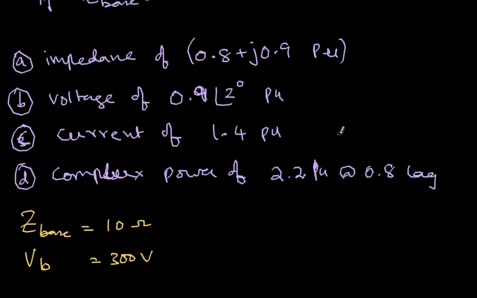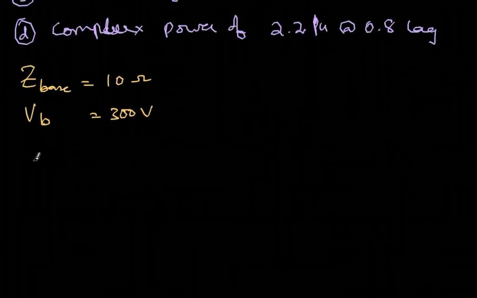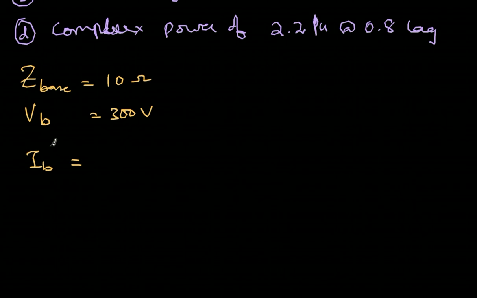Now, any two base quantities will be given, and the other two base quantities I can calculate. So how to calculate I base? V by Z. So 300 volts divided by 10 ohms, so I'll get 30 amperes as my base current. And what is the S base?